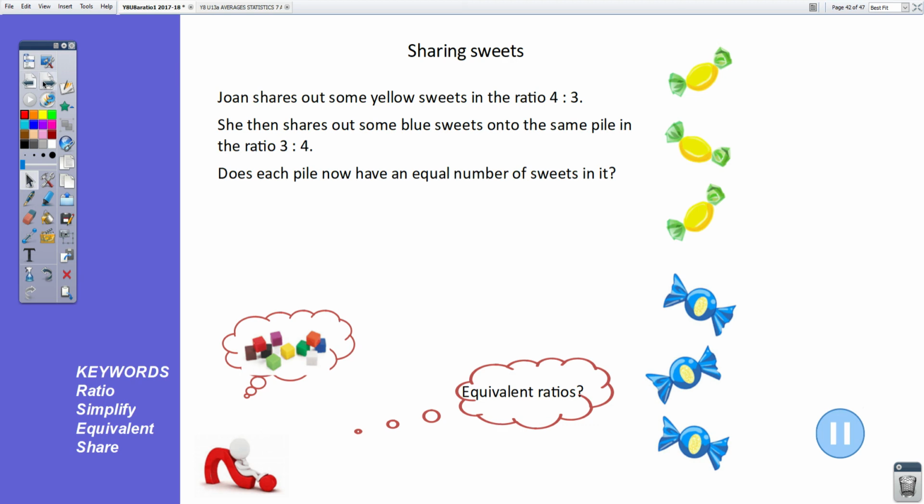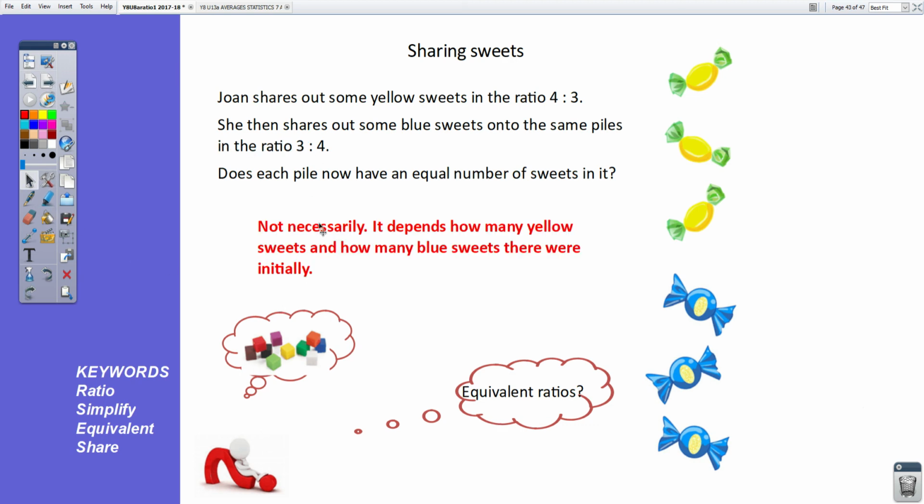Okay, let's have a look. Not necessarily. If you'd started with the same amount of yellow sweets and blue sweets, then yes, each pile would have the same number of sweets in it. However, if you had different amounts of yellow and blue sweets, then no, you would not have the equal number of blue and yellow sweets in them.